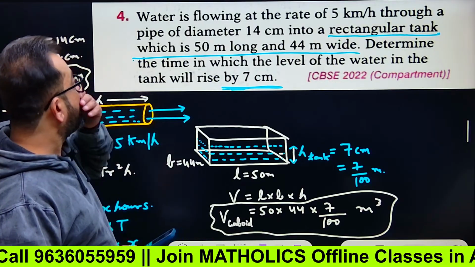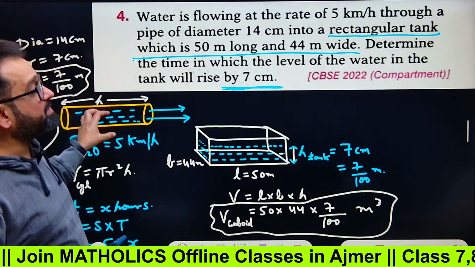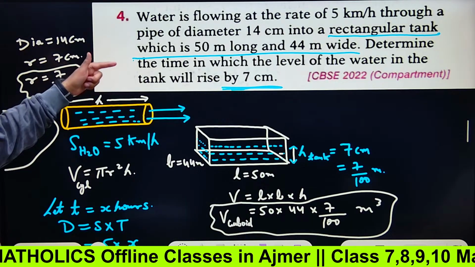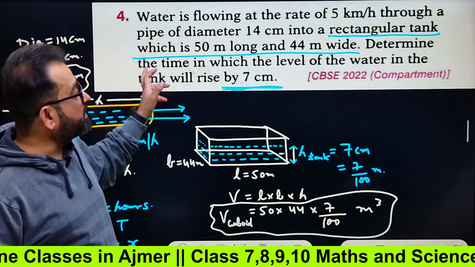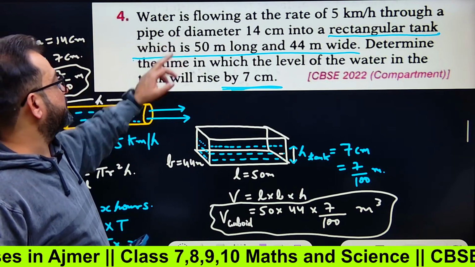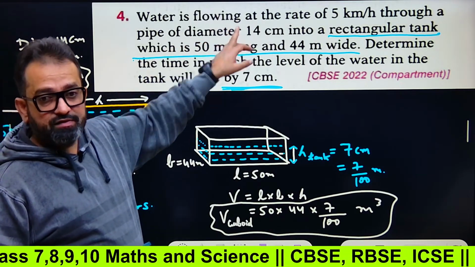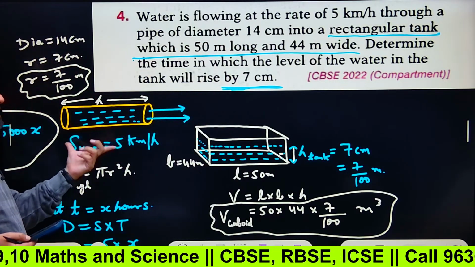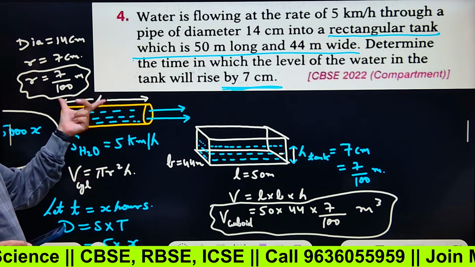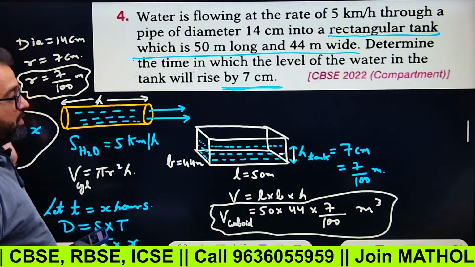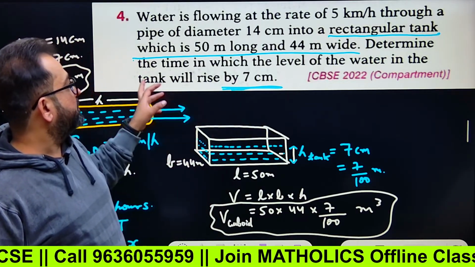Water is flowing in this tank. This is a circular pipe, right? This pipe is cylindrical in shape. Diameter is given. So diameter is 14, radius will be 7, right? And this height is h. So volume will be pi r square h. How to find this h? Same, speed equal to distance into time. Now this water is flowing in this tank, right? Same question.